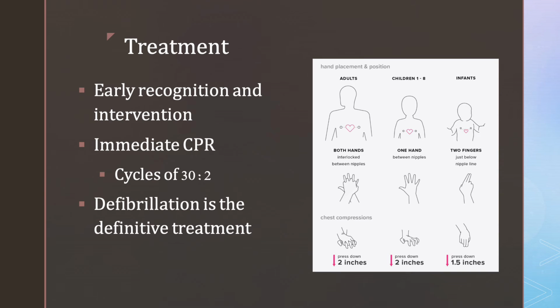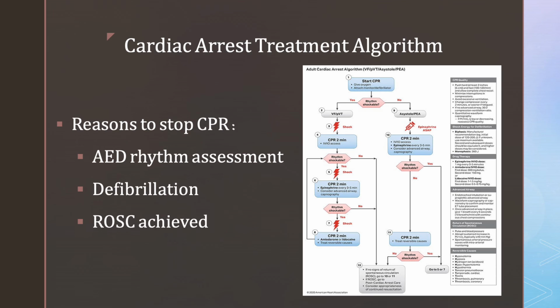Although CPR is the initial treatment for all forms of cardiac arrest, defibrillation is the definitive treatment of VFib. AED setup and placement should occur as soon as possible after CPR is started. After the AED is set up, a shock should be delivered if the rhythm assessment detects a shockable rhythm, such as VFib or pulseless V-tach. CPR should only be stopped temporarily during AED rhythm assessment or defibrillation, and of course if ROSC, or return of spontaneous circulation, is achieved with the return of a pulse.